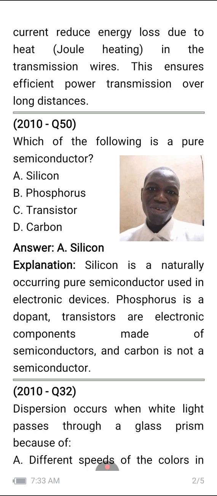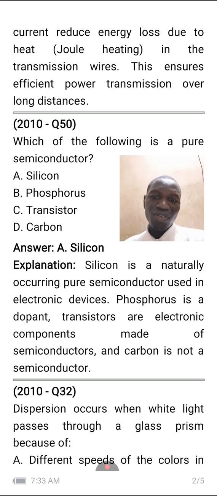Silicon is a semiconductor. If you are familiar with it, you know that anywhere you talk about semiconductor, you talk about silicon. All right, let's go to the next question. So the next question says, dispersion occurs when light passes through glass prism because dispersion.